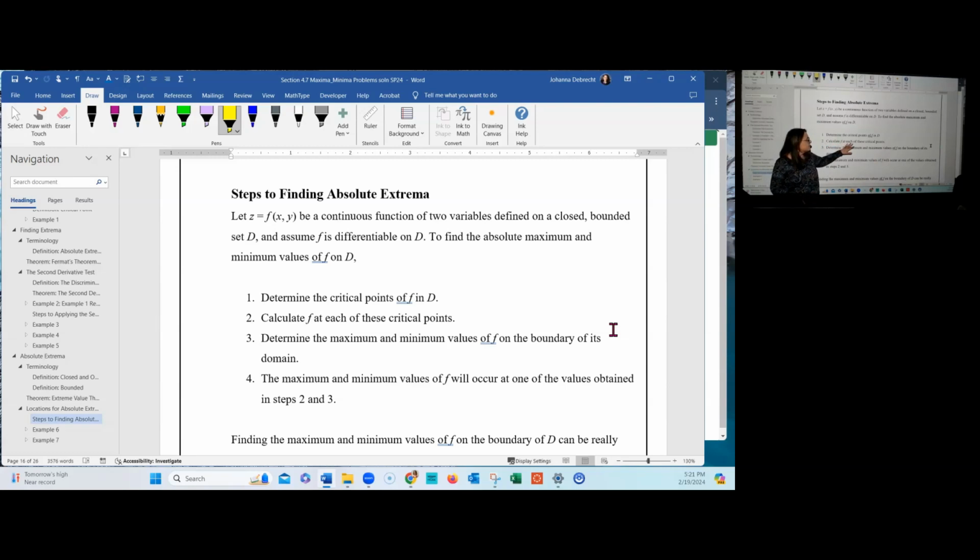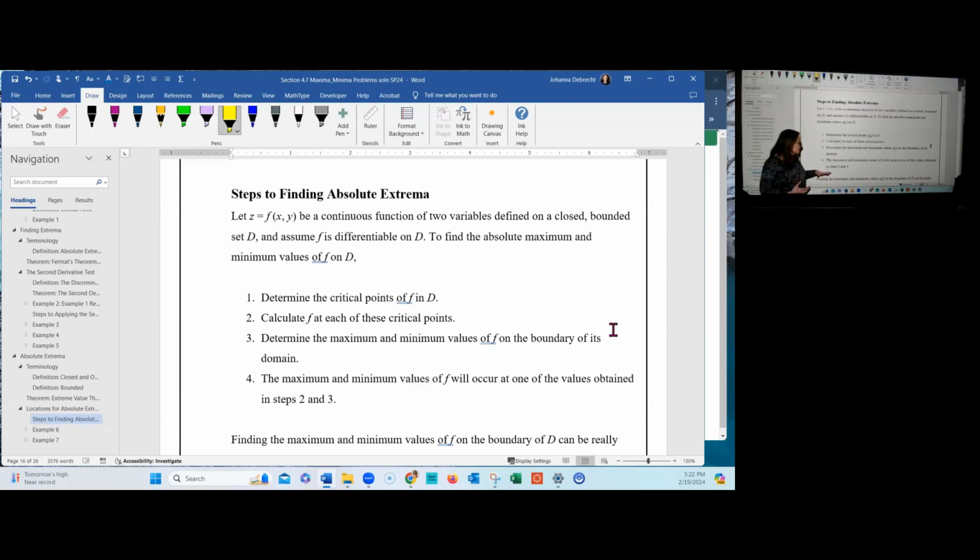You're going to calculate the function value at each of the critical points. In other words, you're going to substitute them into the equation for z and get a z value. You're going to then determine the maximum and minimum values of the function on the boundary using calculus 1 techniques after parameterizing the boundary to be a function of one variable. Then you're going to look at all the z values for all of these different points and pick the biggest one. That will be the absolute maximum. Pick the smallest one, and it will be the absolute minimum.